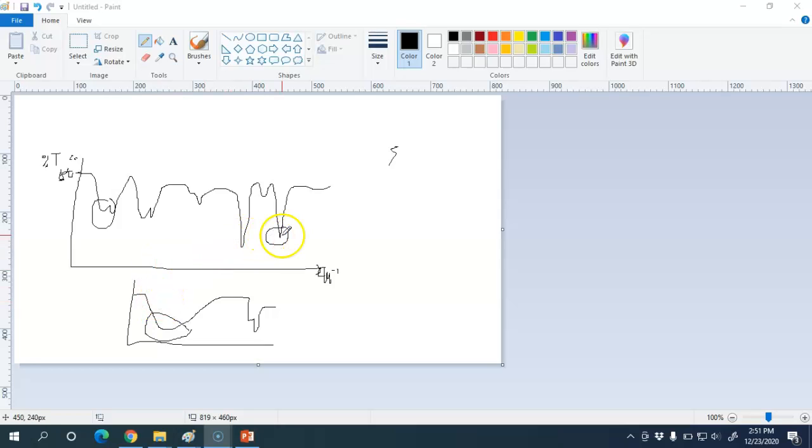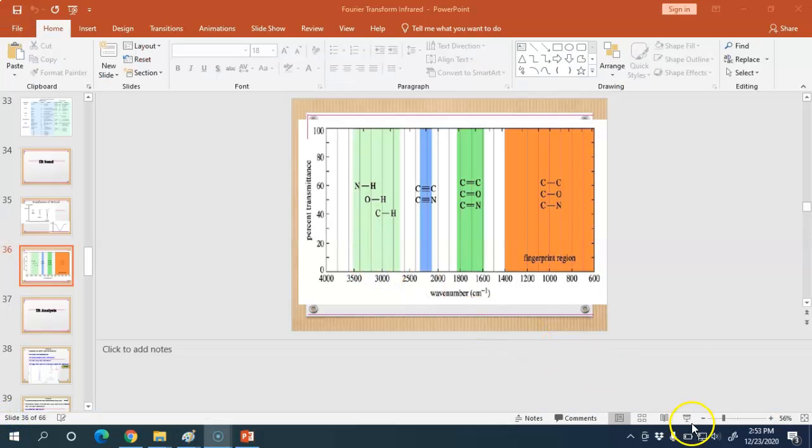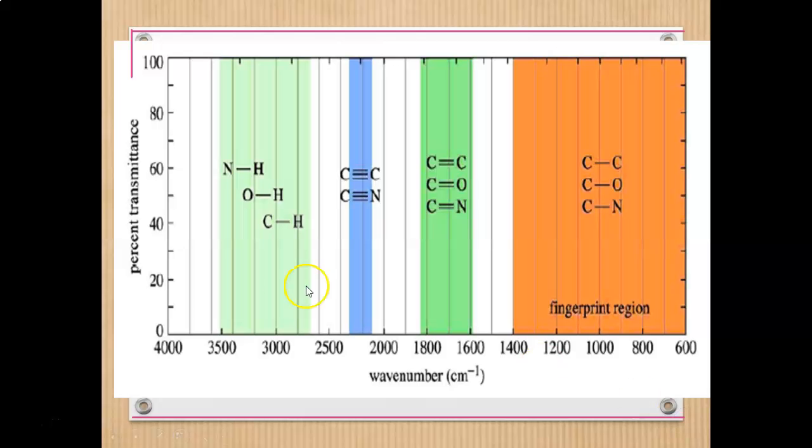For the sharp peak, mostly the functional groups are non-polar. They don't have dipole-dipole interaction or hydrogen bonding. Examples of sharp peaks are carbon-carbon double bond and carbon-carbon triple bond. This one is the detailed region in FTIR.